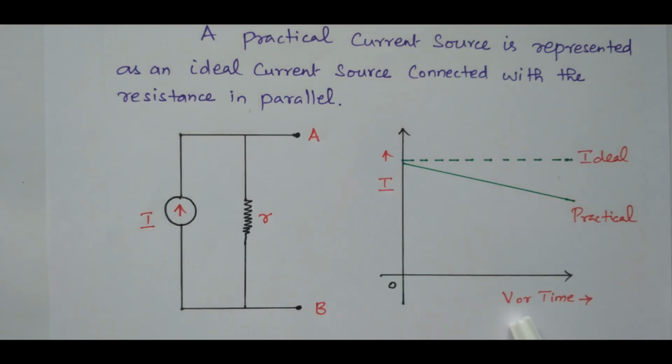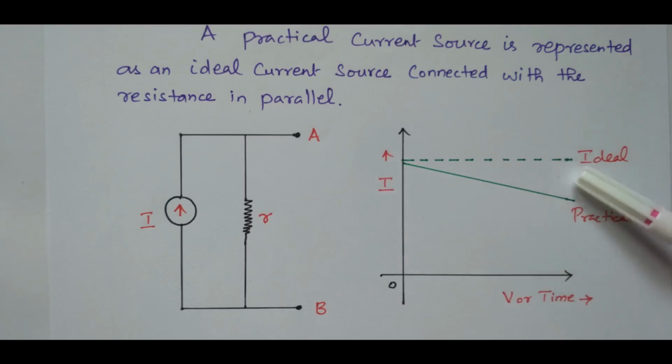This graph is drawn between current with respect to voltage. When the voltage increases or decreases, the current remains the same in the case of an ideal source. But in the case of a practical source, we have an internal resistance connected in parallel. So some amount will be diverted to the internal resistance, and the net current will decrease. So when the voltage increases, the current decreases gradually.